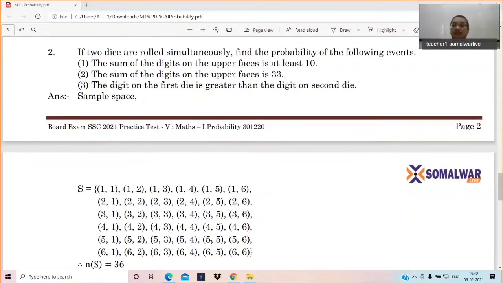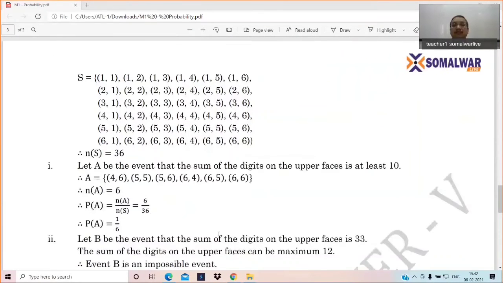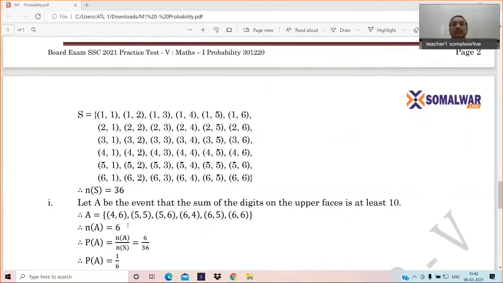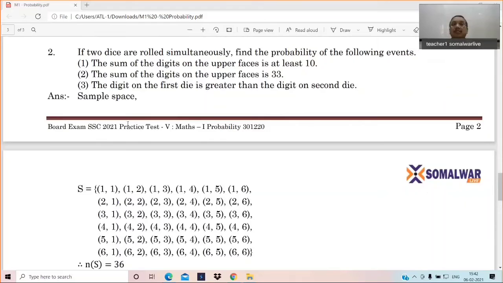Then 5,5 and 5,6. Then 6,4; 6,5; 6,6. So 1, 2, 3 plus 3, that makes 6. So the total outcomes in the event are 6. So P of A is equal to n of A upon n of S, 6 upon 36, which is 1 upon 6. Then the second event: the sum of the digits on the upper faces is 33.